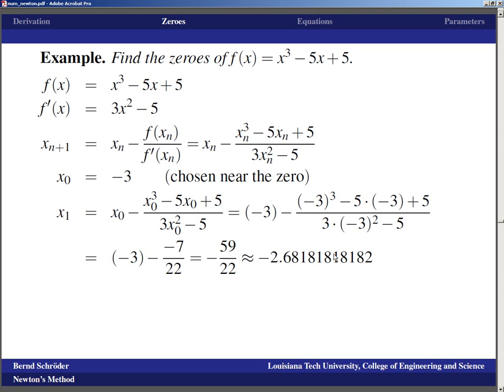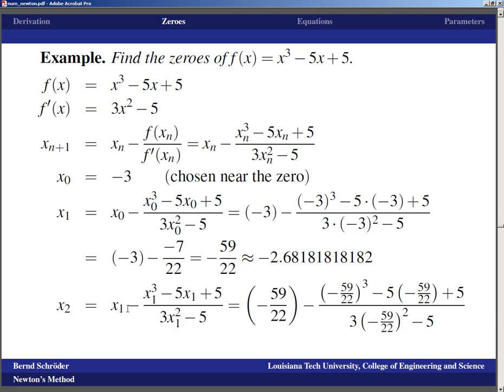Of course, if it doesn't want to work out, and in the next step it isn't going to, what we're going to do is use a calculator. Because in the next step, we have to find x2 by plugging x1 into that same big old ugly formula. And that means that x1 is replaced by negative 59 over 22 in every single instance in which we have an x1, right? Computing that by hand certainly is cruel and unusual punishment, and so I just say, use a calculator or a computer.